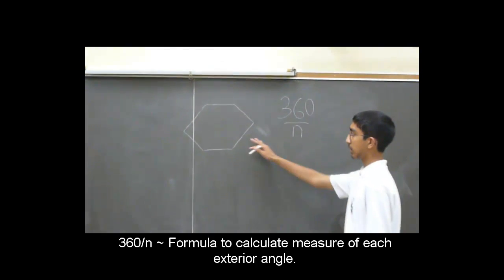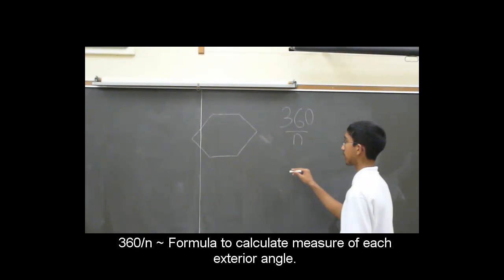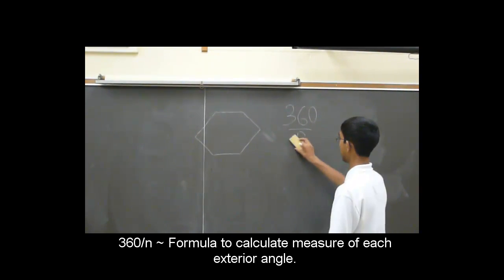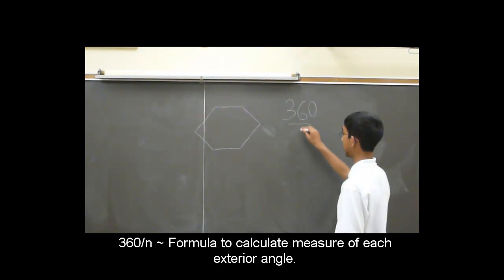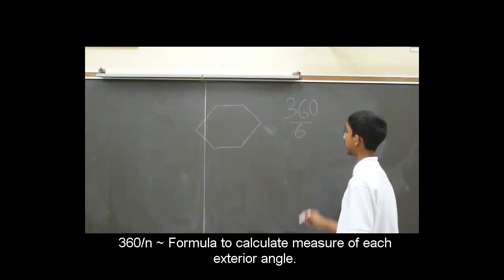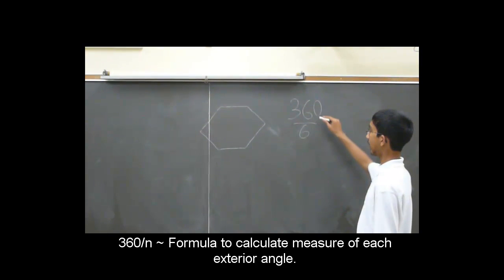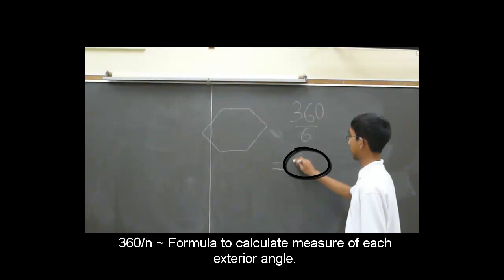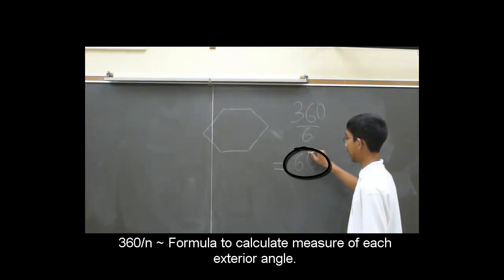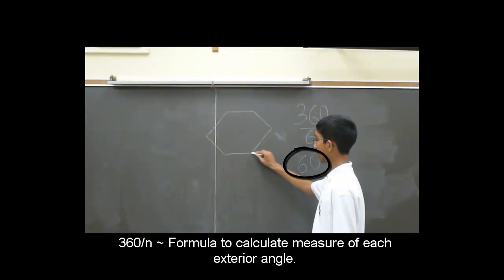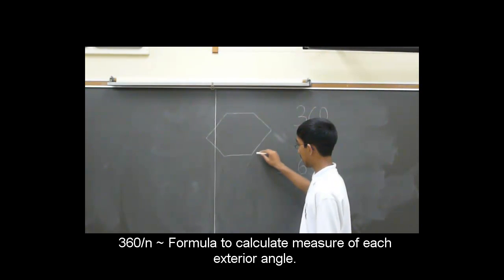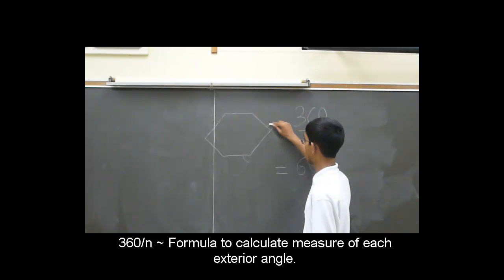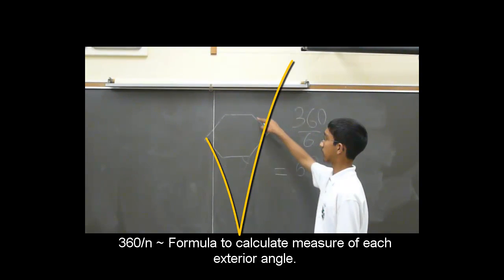So let's use this hexagon in our example. The formula would be 360 over 6, and that's because the hexagon has 6 sides. So when we divide 360 by 6, you will then get 60. So that means each angle that is an exterior angle of the shape is equal to 60 degrees.